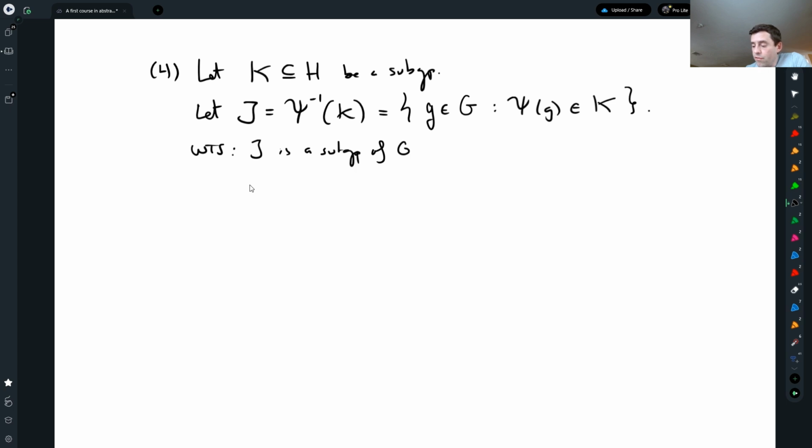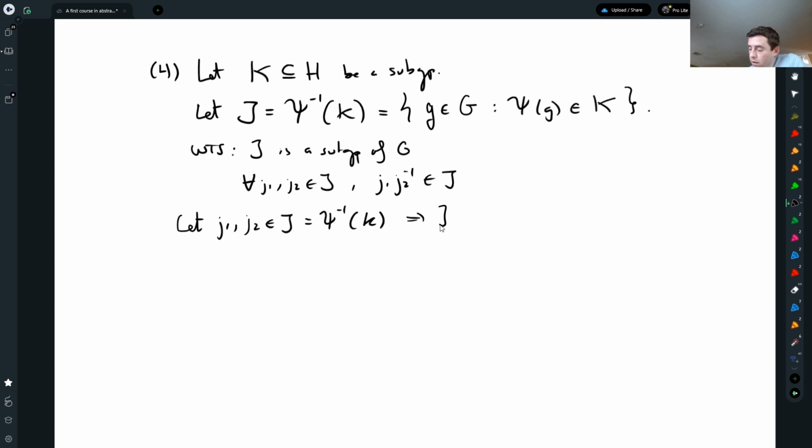So what I want to show is that for any J1 and J2 in J, I do have that J1 J2 inverse is in J. So to do that, let J1, J2 be in J. J is the inverse image of K. So there are K1 and K2 in K such that psi of Ji lands in Ki in K. That's what being in psi inverse of K means.